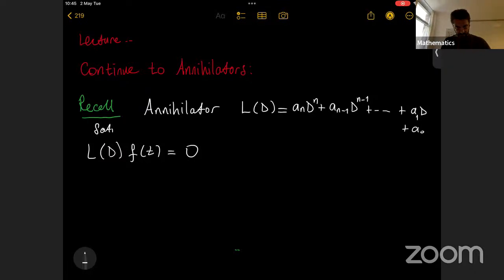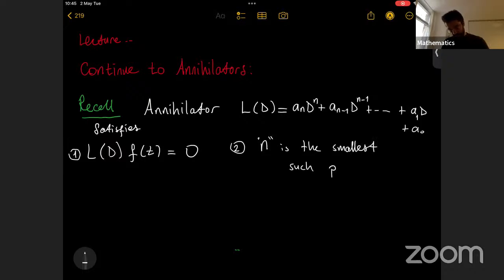So it satisfies the following. First, this, and the second, the degree n is the smallest, okay? So n is the smallest such positive number. We had some examples of annihilators.